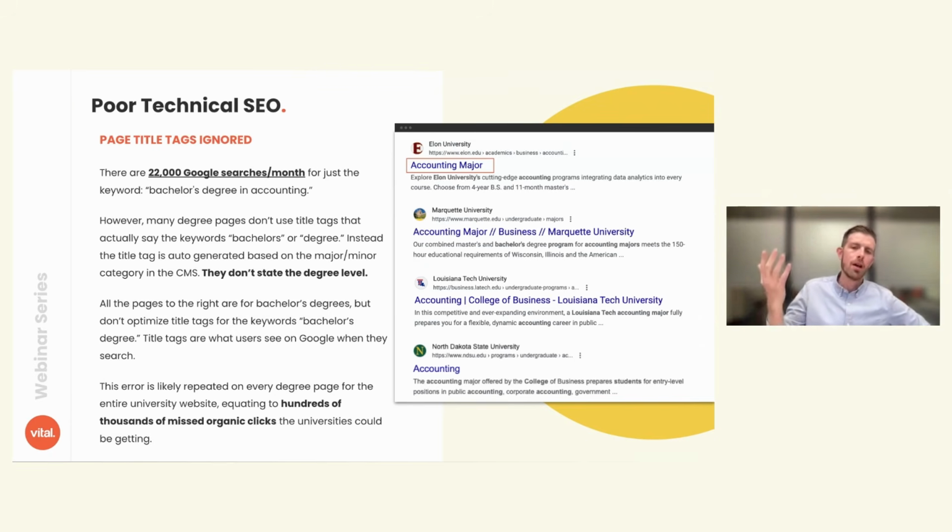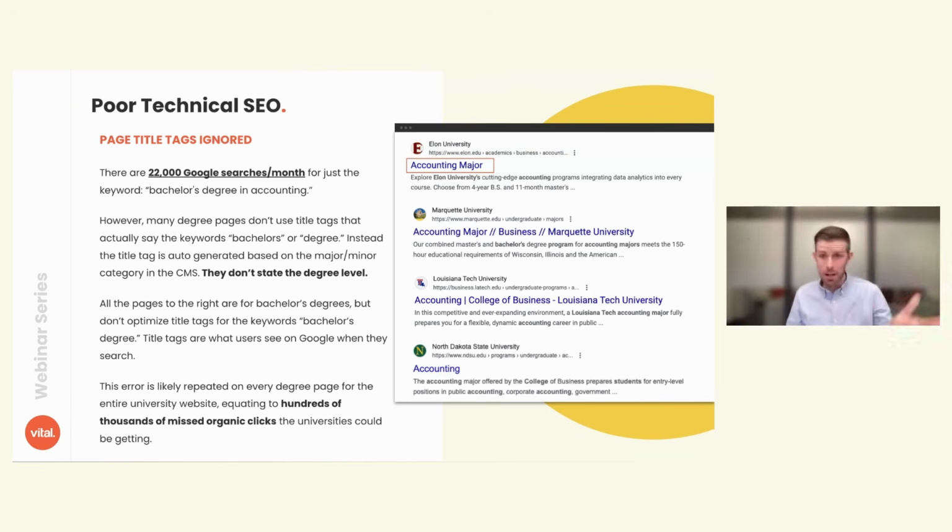And so it's a small thing, except when you zoom out and say, but these schools might have hundreds of degrees they offer. And if the website CMS follows this system and the system says, don't say anything, just say accounting, then we're actually talking about hundreds of pages on a website that could be ranking better if the title tag structure was descriptive and used the keywords that you want to rank for.